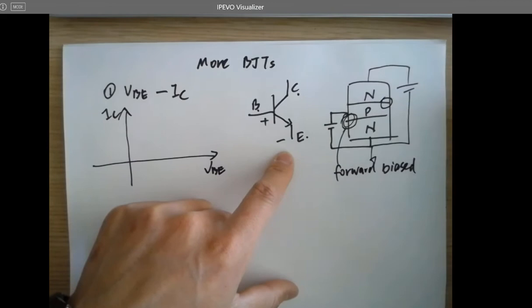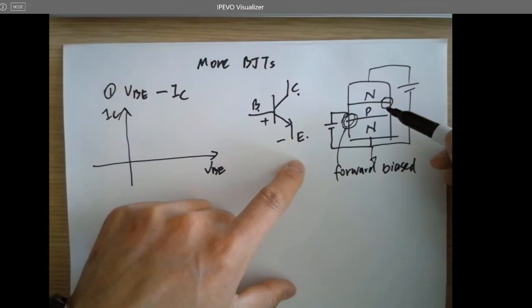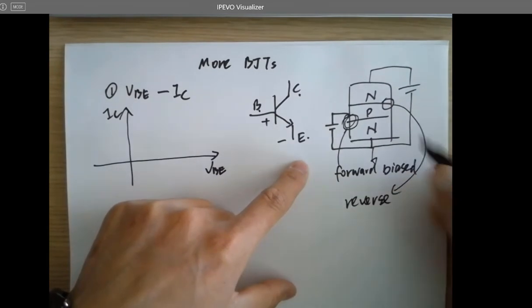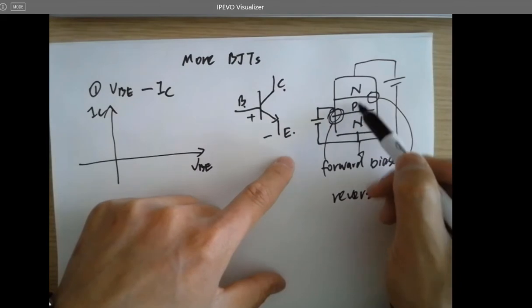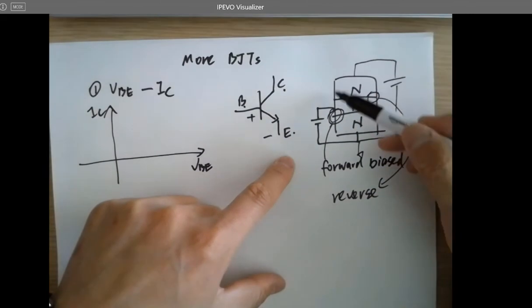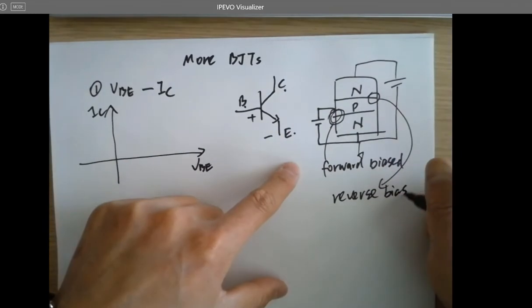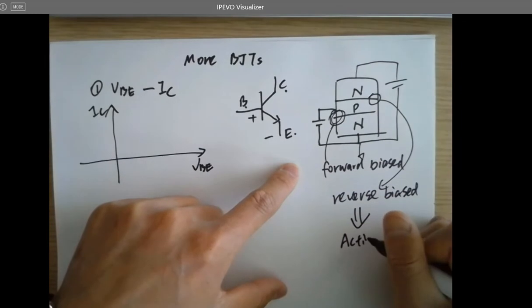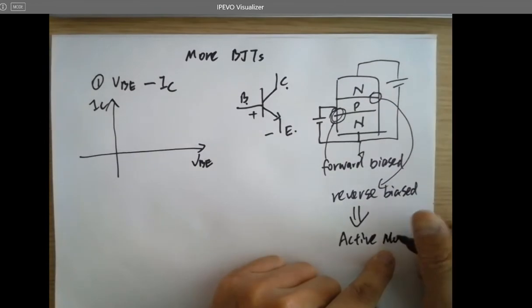And this PN junction is reverse biased. To operate this NPN transistor properly, you have to forward bias this PN junction and reverse bias this PN junction, so it is able to operate in the active mode, which will give you the largest current gain. Keep that in mind.